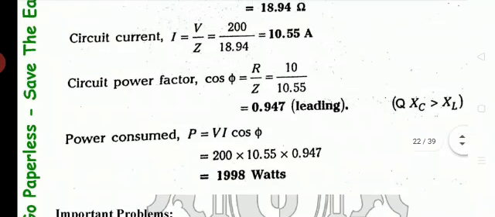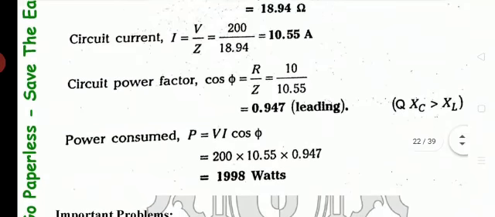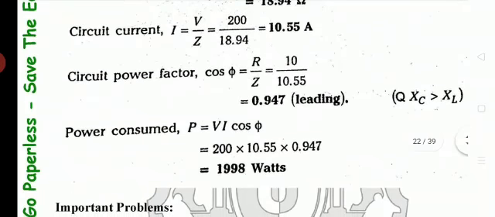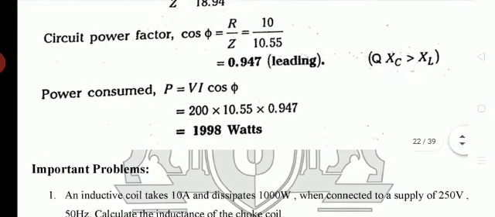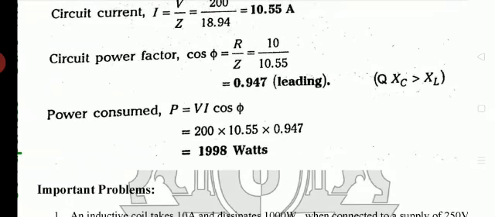Okay, so Z we have calculated in the first part. So current I is given by V divided by Z. V they have given 200, Z we have calculated, you get 10.55 ampere as the current. Then the power they have asked, power factor is also asked. We will calculate power factor first.